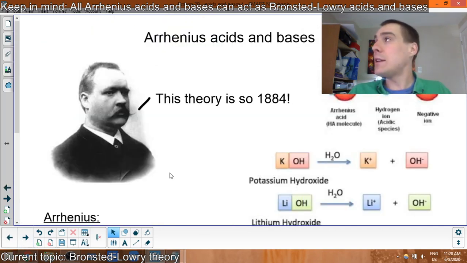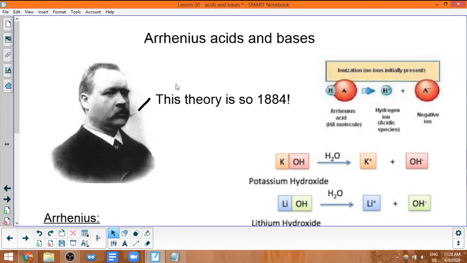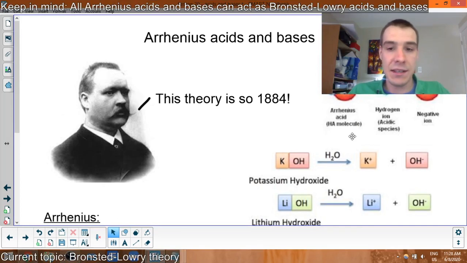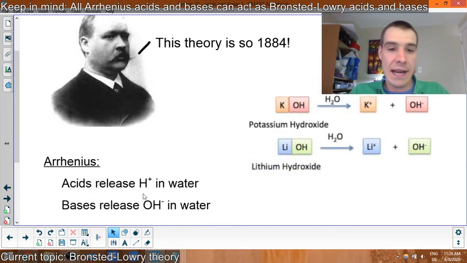So here's Arrhenius, right? Arrhenius acids and bases. This is his face. He put forward the theory in 1884. It was the first chemical theory of acids and bases, which said that acids have hydrogen ions in them. Ions were a pretty new concept back then too. And bases have hydroxide ions in them. That's the Arrhenius theory, that there's an actual chemical structure for acids and bases.